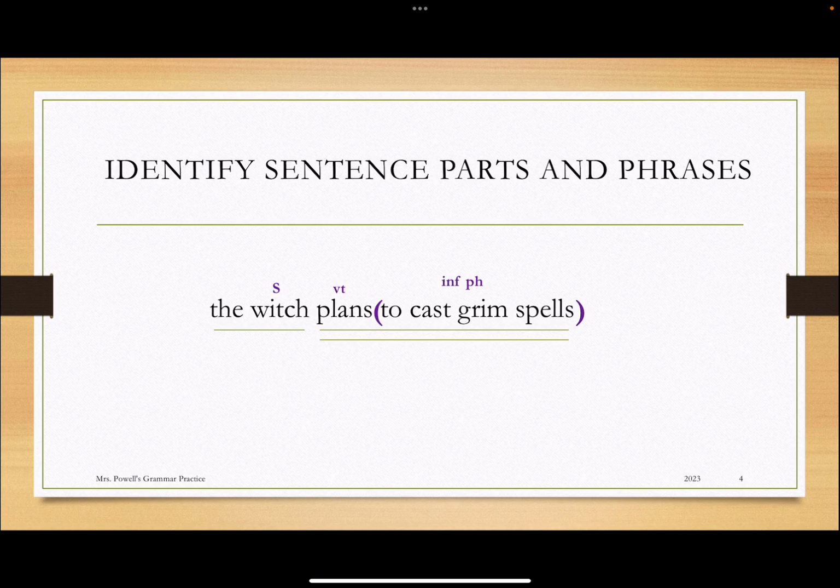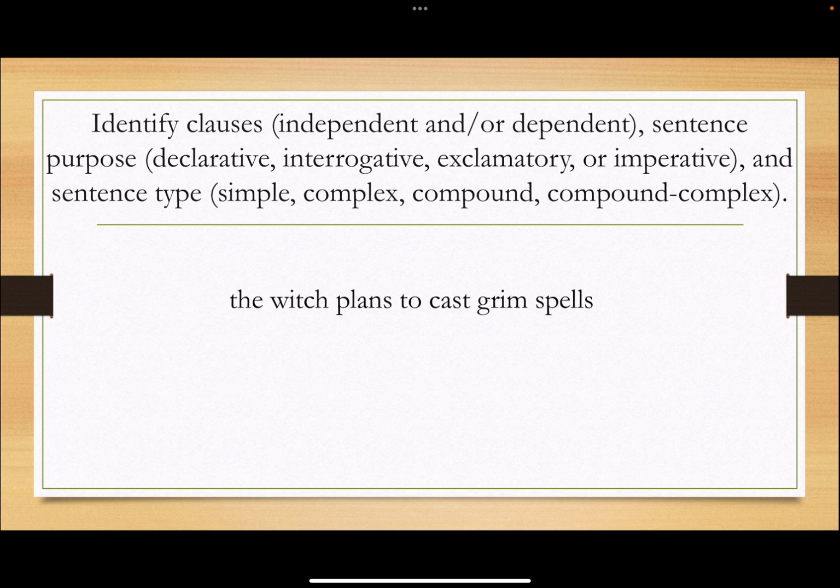Remember, we identified to cast as our infinitive, so what's being cast is those spells. So spells will be our direct object because it is a noun. It is following your action verb as well. So plans will be a transitive verb. And we're going to mark our infinitive phrase, which is to cast grim spells. And don't forget to mark spells as your direct object as well.